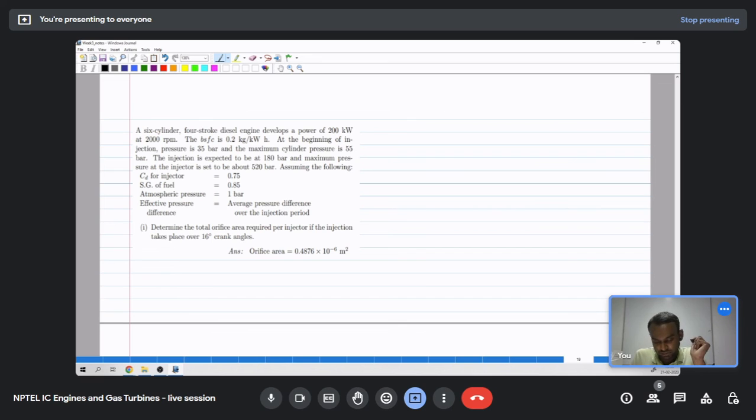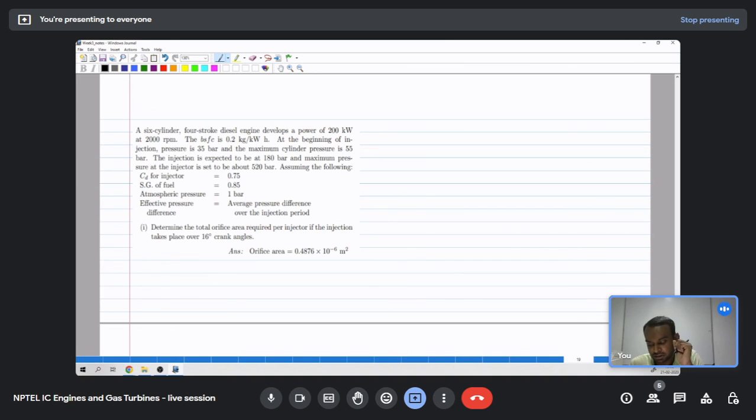Okay, this is the last problem. We have a 6-cylinder, 4-stroke diesel engine, which develops a power of 200 kilowatt at 2000 rpm. The BSFC is given as 0.2 kilogram per kilowatt hour. At the beginning of injection, the pressure is 35 bar and the maximum cylinder pressure is 55 bar. The injection is expected to be at 180 bar and the maximum pressure at the injector is set to be about 520 bar.